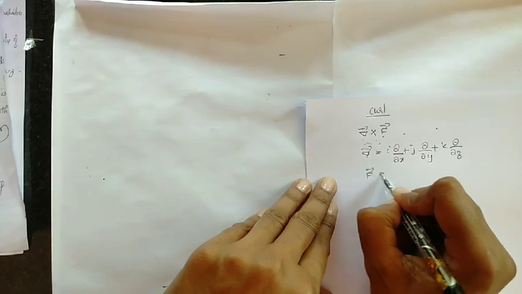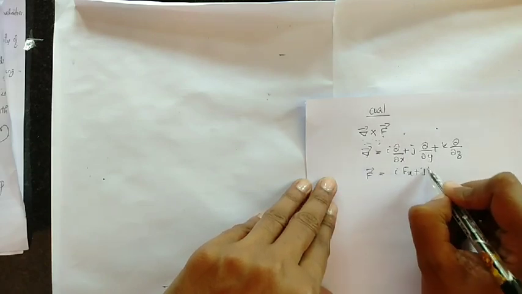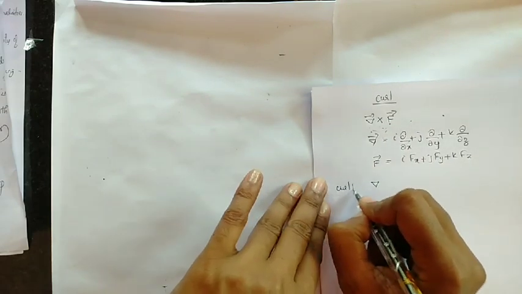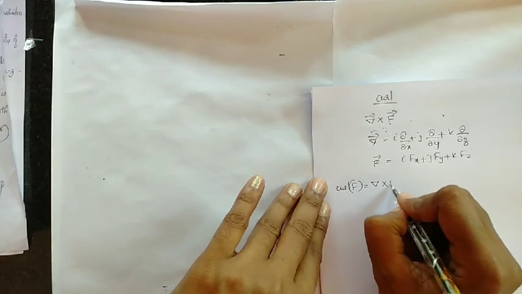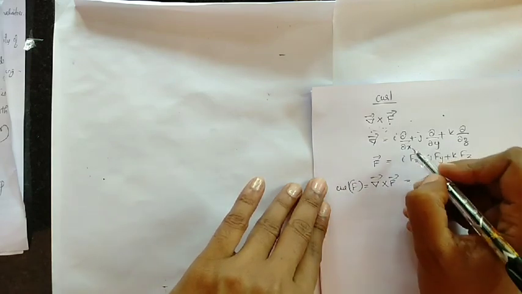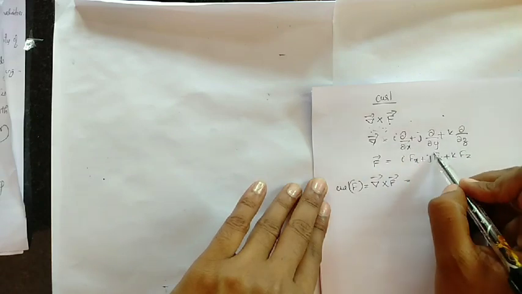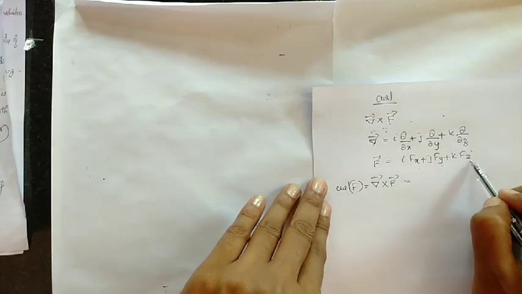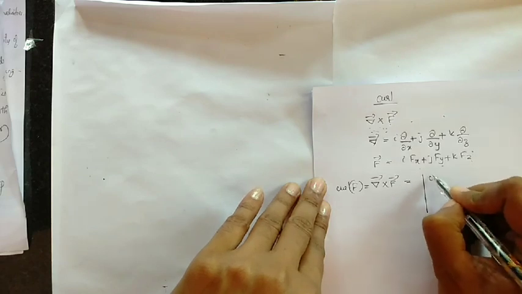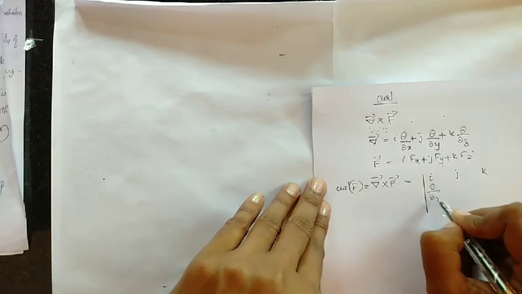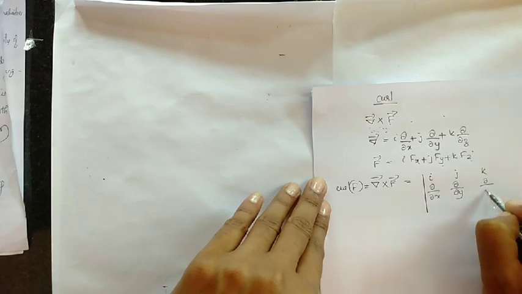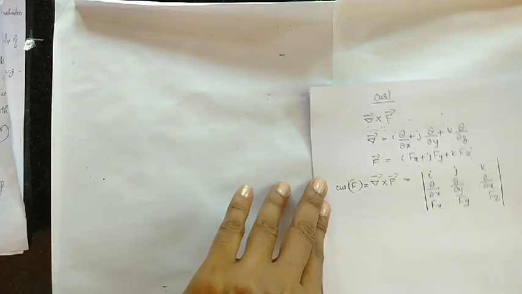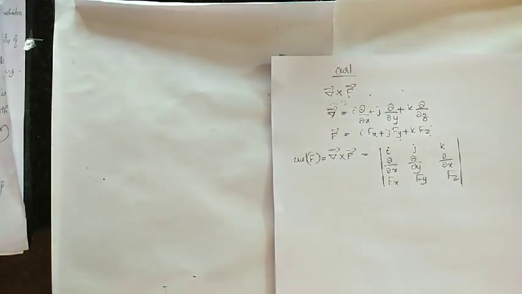And if our vector function f is i into fx plus j into fy plus k into fz, then curl of f is given as del cross f, and it will be equal to i dou by dou x plus j dou by dou y plus k dou by dou z cross i fx plus j fy plus k fz. It will be equivalent to the determinant with rows i j k, dou by dou x, dou by dou y, dou by dou z, and fx, fy, fz. So this is curl of a vector quantity. It can be taken in this manner.